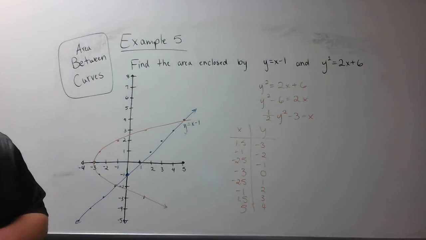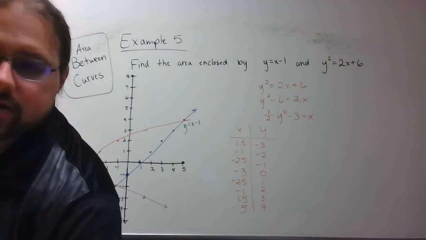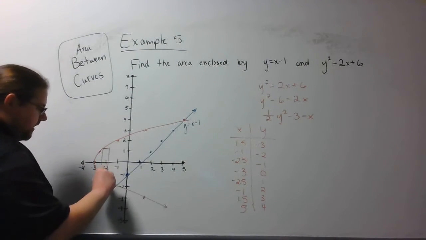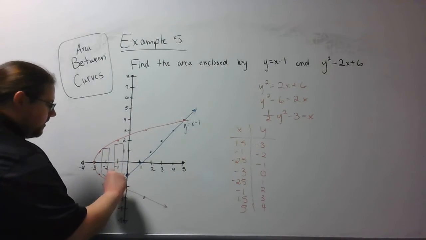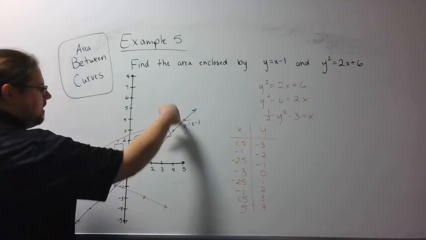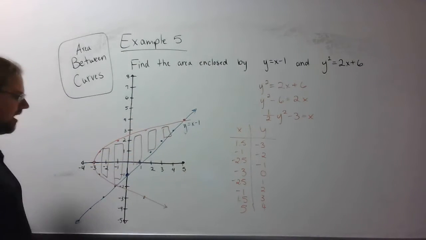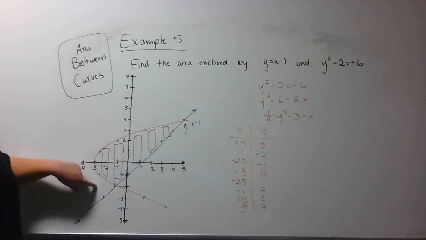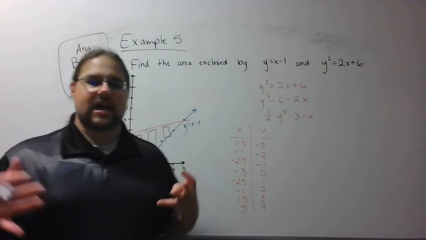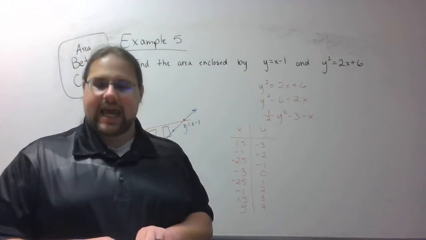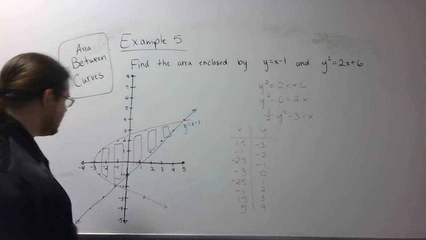Now, here's the trick here. If I were to try to integrate using x's, notice my rectangles on most of them are red on top, blue on bottom. However, you get to this area over here where it's red on top and red on bottom. And that is not going to work for integrating x's. We cannot do that. It's not going to come out nicely.